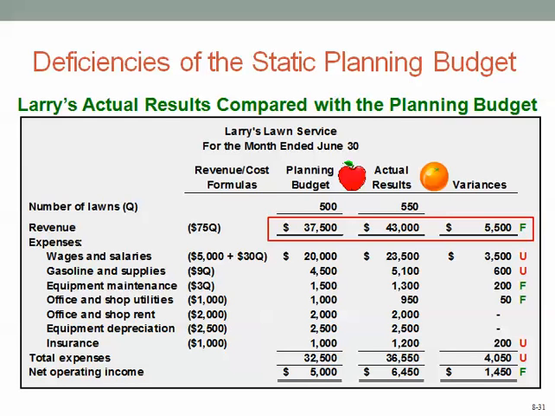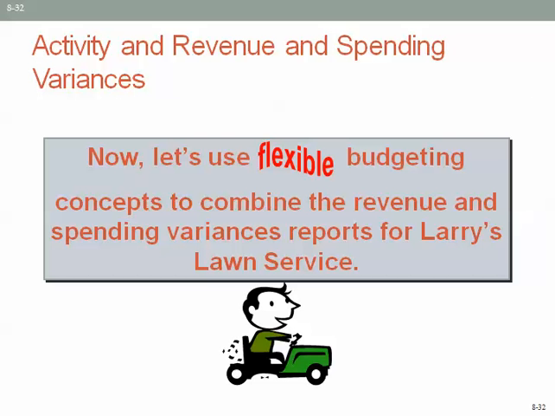One is fairly obvious. It was due to a higher level of activity. We cut 50 more lawns than we had expected, and we identified that as an activity variance. But we also said our variance could be caused by charging a higher or lower price than we had anticipated. Again, we expected to charge $75 per lawn. Did we charge more than this, or did we charge less than this? By combining Larry's original planning budget with its actual results and using a flexible budget, we can answer this question.